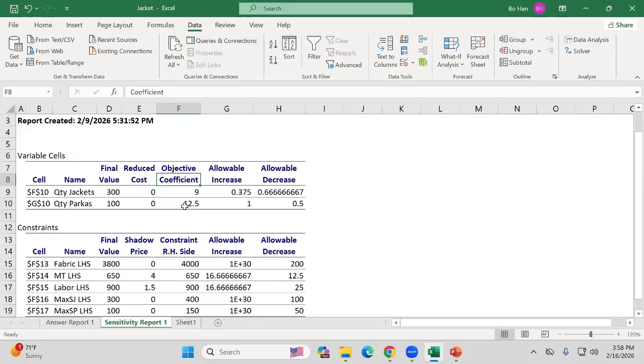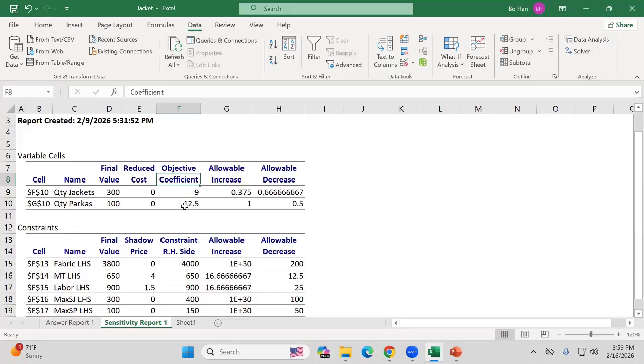And then we have allowable increase and allowable decrease. What do these values tell us? They tell us in which range your objective coefficients can change so that you can keep the current decision variable values to reach the best result.